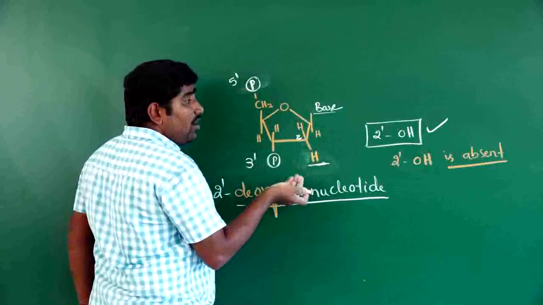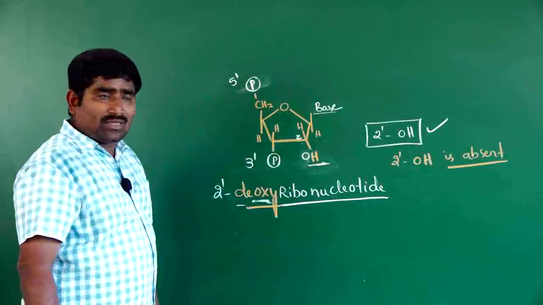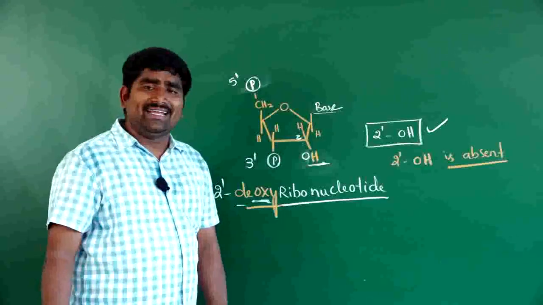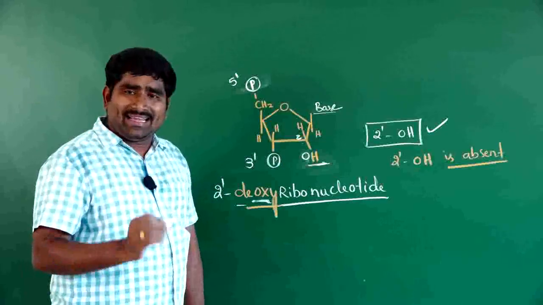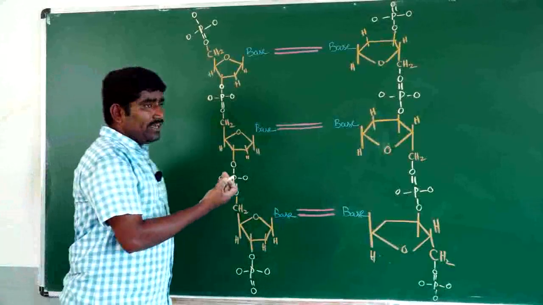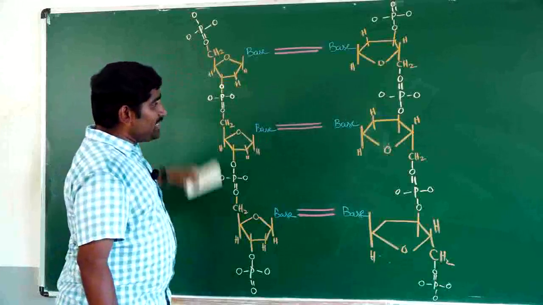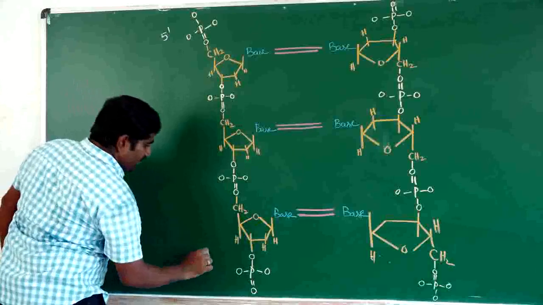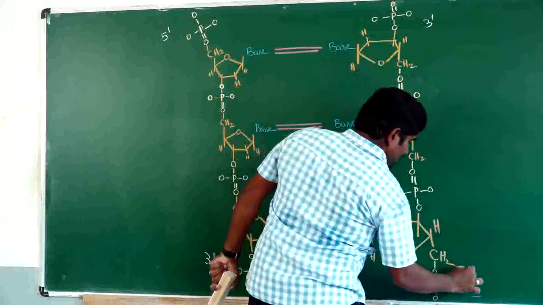In the case of RNA, all the nucleotides contain an OH group at the second place. So this is the main difference between DNA and RNA. Due to the presence of this OH group at the second place, RNA is less stable than DNA. This is a polynucleotide strand. The polynucleotide strand consists of 2 strands which run in the 5' to 3' direction. This is the 5' to 3' direction, and this is the 3' to 5' direction.